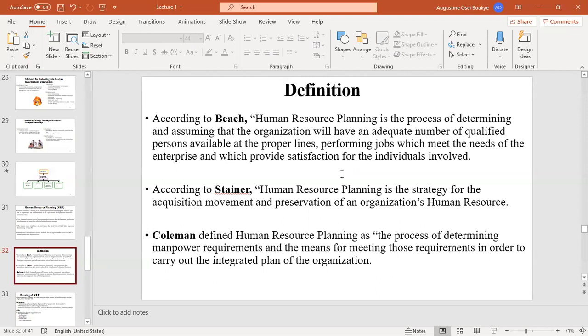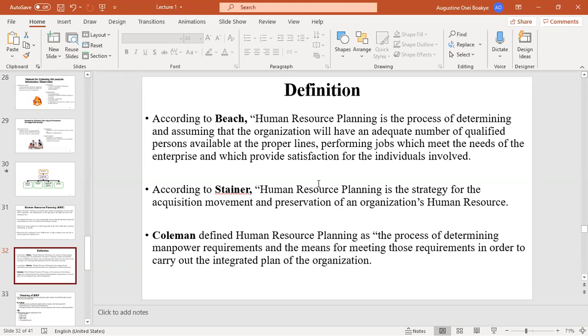But basically, when we talk about human resource planning, we are interested in 5 main things. So I will entreat you to write these things down. The human resource planner is interested in 1, how many people are required? So that is the quantity of people.